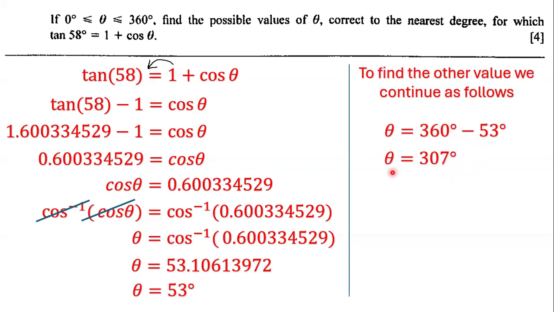And so the two possible values of theta correct to the nearest degree, for which tan of 58 is equal to 1 plus cosine of theta, where theta is greater than or equal to 0 degrees and theta is less than or equal to 360 degrees, is going to be theta is equal to 53 degrees and theta is equal to 307 degrees. And those two are the answers to this particular question.